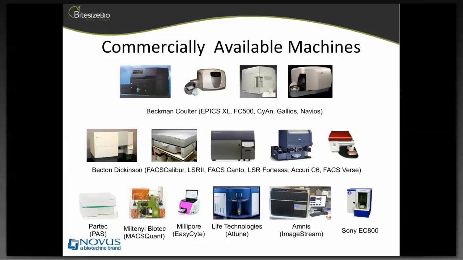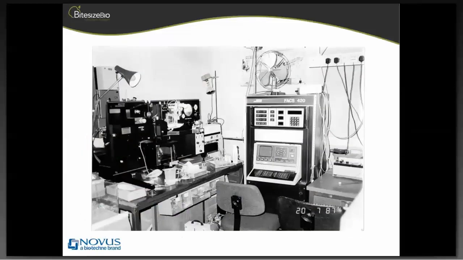Here is a picture of a sorter, which is actually from the Babraham Institute. This was taken in 1987, and it shows that our machines nowadays are a lot different. They're a lot smaller, and the technology has improved. So actually, what that machine could do then, we can now do in a very small machine.